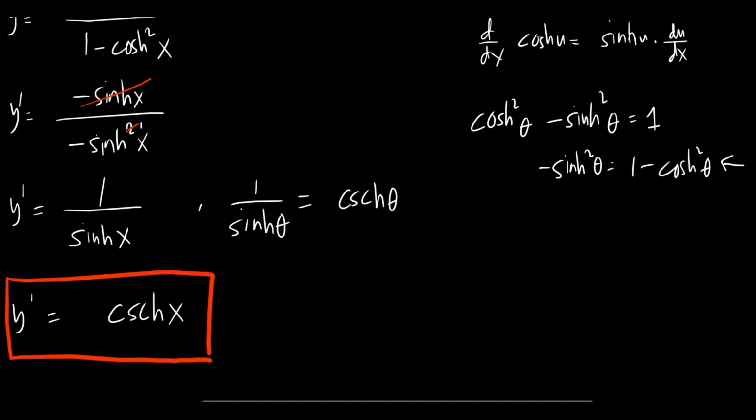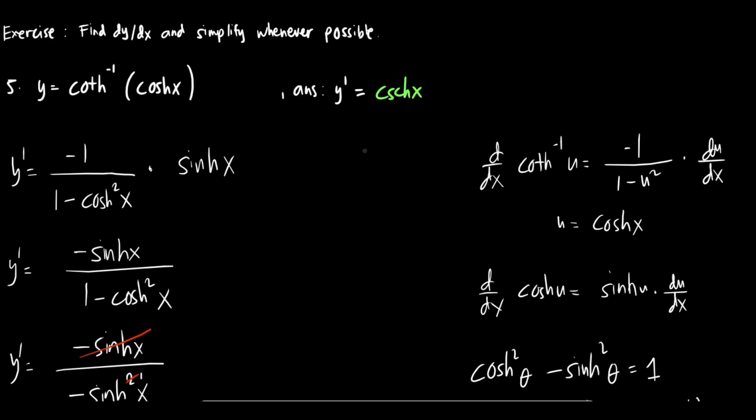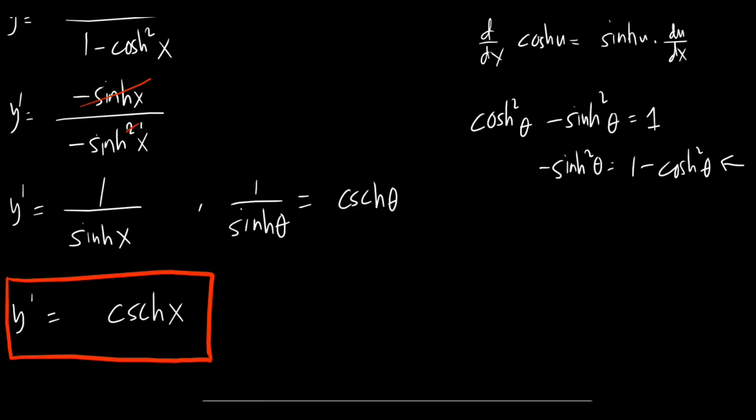So let's check if our answer is correct. y prime is equal to hyperbolic cosecant x. So our answer here is correct. Let's proceed to another number.